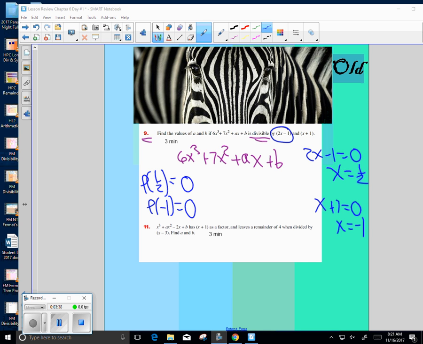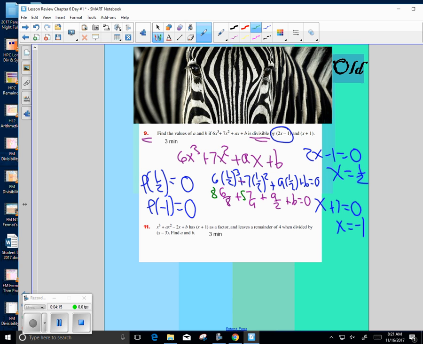You can do it. Put in a 1/2, so you're going to get 6 times 1/2 cubed, plus 7 times 1/2 squared, plus a times 1/2, plus b equals 0. So this is going to be 6/8 plus 7/4 plus a over 2 plus b equals 0. Now, how in the world are you going to solve for that? That looks terrible. But if we multiply everything by 8, I think we'll get it.